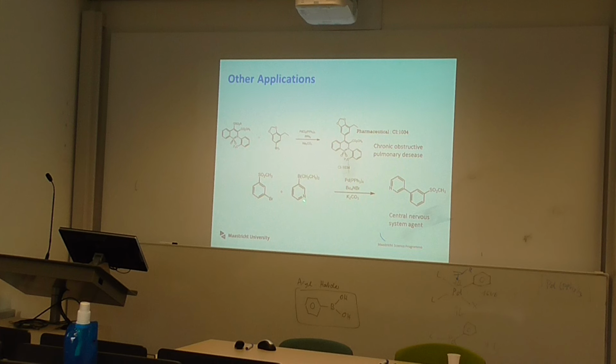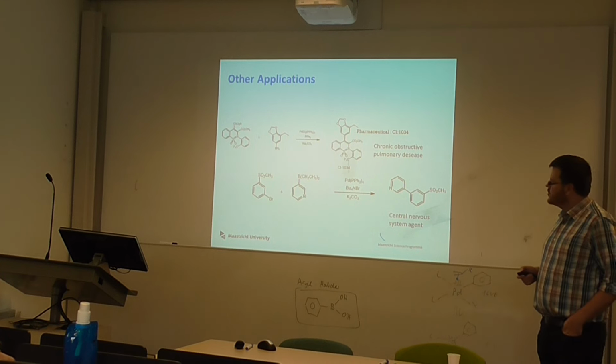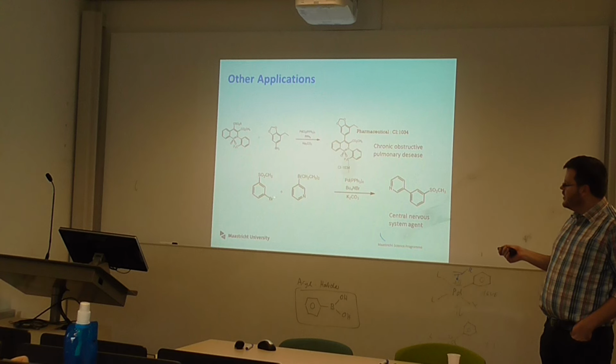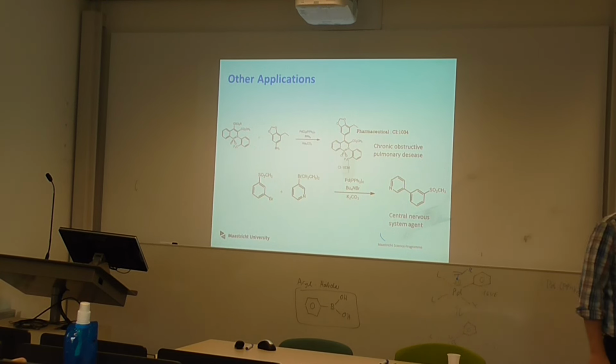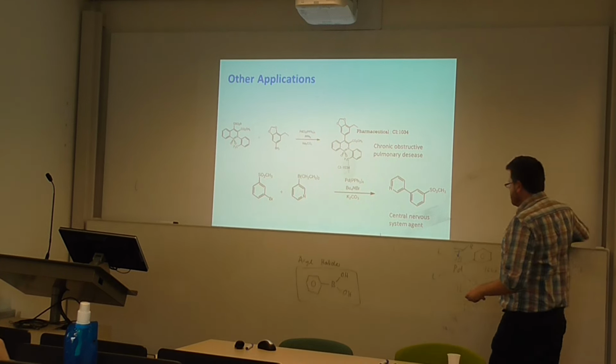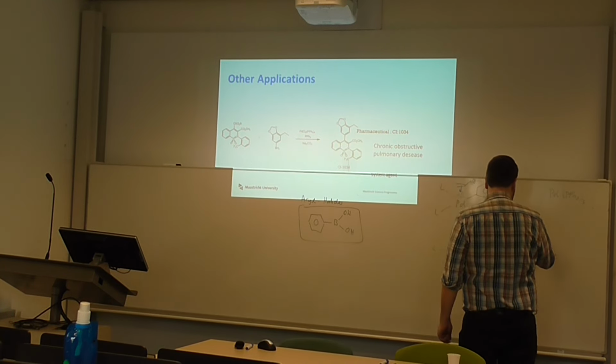And over here we have another example. Again, this is an agent that stimulates certain electrical impulses in the central nervous system. Again, a coupling between this halide and this boronic acid, and you can see what I've done here is I've actually done the coupling with the pyridine group, which is also possible. So there's quite a high functional group tolerance. That's what we call it. We call it functional group tolerance.